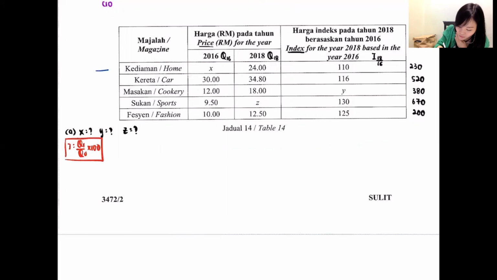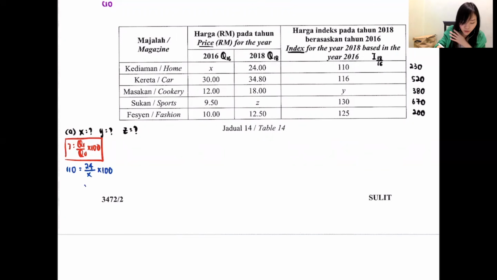So the X actually comes from this row. This row is talking about Home magazine. So for the Home magazine, what is the I? I think it's 110, sub inside. Then the Q, they have 2. So this I is 18 over 16. That's why the 18 you put on top, the 16 you put at the bottom, times 100. So just move around to get the answer.